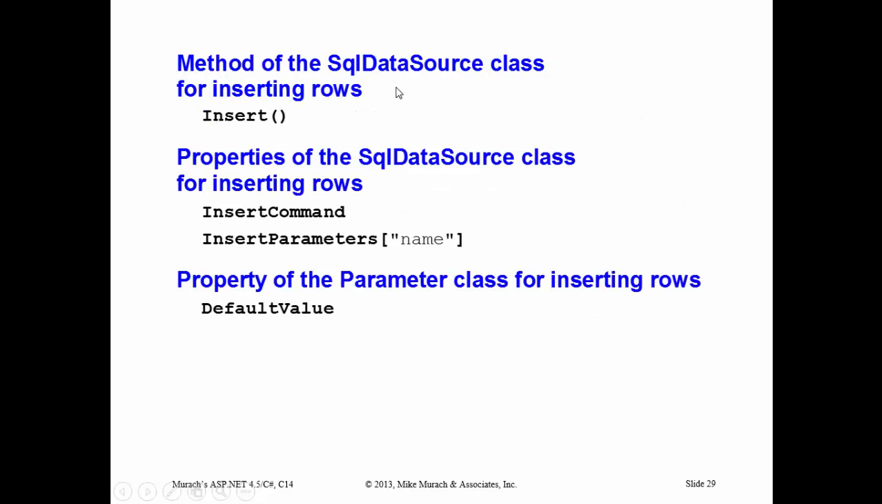So you've got the SQL data source class. There's an insert method that you can call, and what you can do is actually use this to create new rows using the data grid back to SQL Server. Some of the other properties of the SQL data source class: there's an insert command which actually contains the insert statement. There are parameters that the insert command takes, so column values and things like that. There's a property called default value that you can use. It takes whatever the default value might be specified at the SQL Server level.